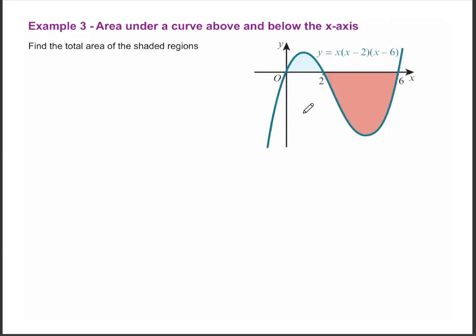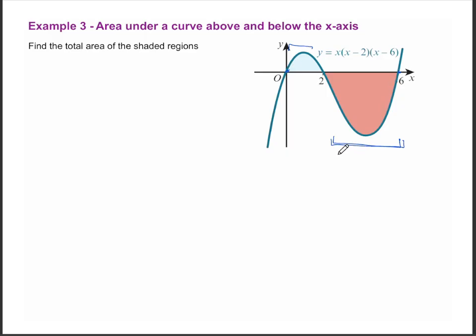Let's do an example of just that. We're told to find the total area of the shaded regions. We have this above the graph and this below the graph. Now, if we just take the limit from 0 up to 6, what will happen is, obviously this is a negative, and it seems like the area is larger here. And this is a positive and the area is smaller. So the answer we will get will be a negative answer if we just go from 0 up to 6.